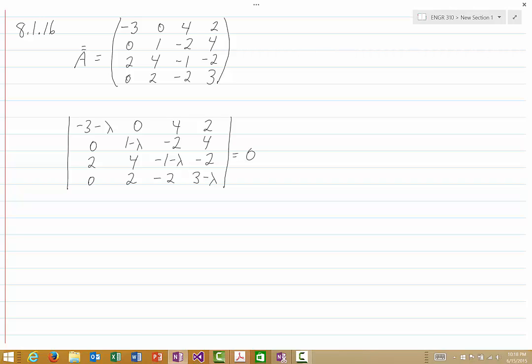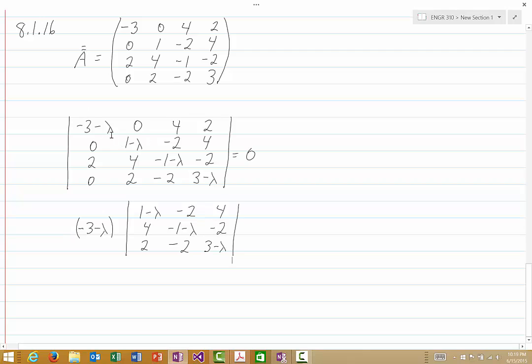Now, we need to figure out how to evaluate this determinant, and if it were me, what I would do is make the observation that we have two zeros in the first column, so that suggests to me that we should go down the first column in evaluating this determinant. So we will get minus 3 minus lambda times 1 minus lambda, negative 2, 4. 4 minus 1 minus lambda, minus 2, 2, negative 2, 3 minus lambda.